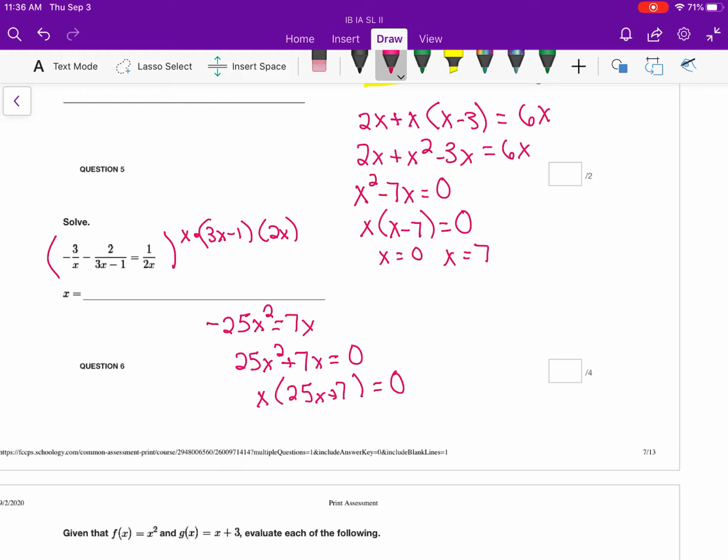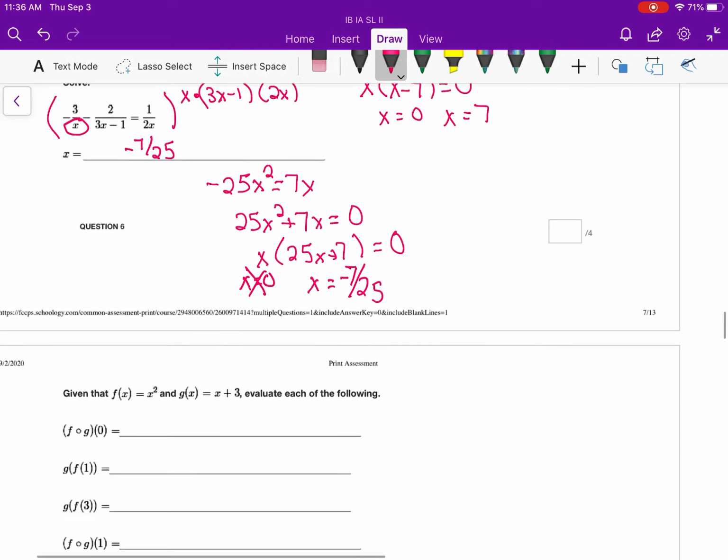Yeah, no, so we're good. So x equals 0 would be a solution, but we can't plug that back in, so that doesn't work. And then x equals negative 7 over 25. All right, that's what we got going on there.